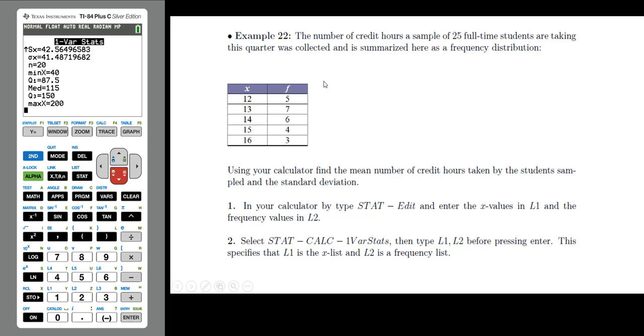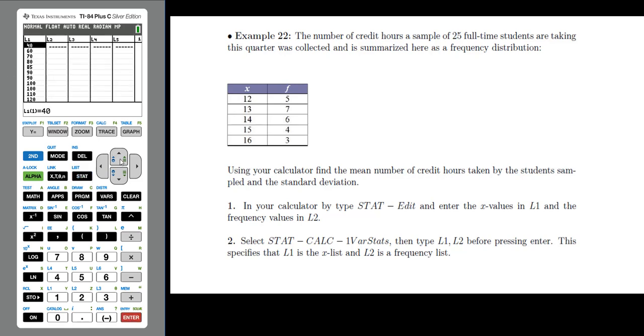So here what we have is the number of credit hours a sample of 25 full-time students are taking this quarter, and it's summarized here. So 12 credits, there's 5 students, 13 credits, there's 7 students, and so on. All right, so on our calculator, clear that out. We're going to go back into stat, and then we're going to go to edit again. And first of all, let's get rid of our old data set. So again, we highlight the title of the list, we hit clear, we hit enter, and that'll zap out all of those old pieces of data.